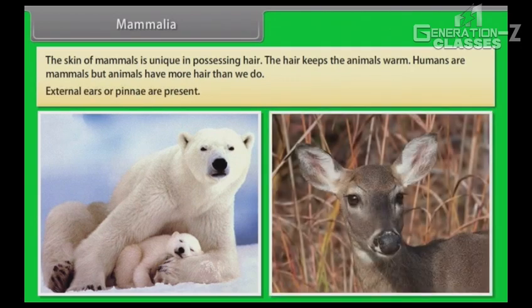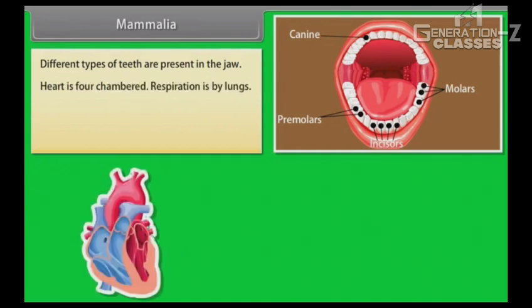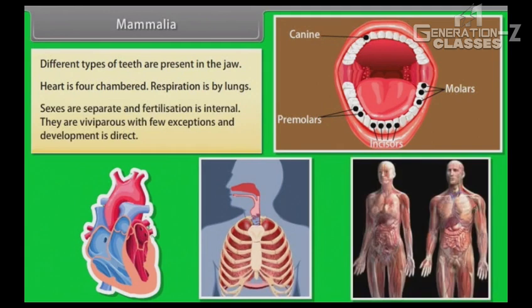External ears or pinnae are present. Different types of teeth are present in the jaw. Heart is four-chambered. Respiration is by lungs. Sexes are separate and fertilization is internal. They are viviparous with few exceptions and development is direct.